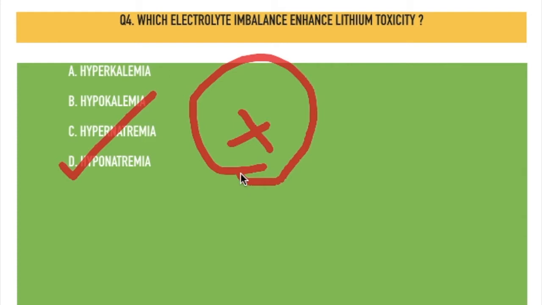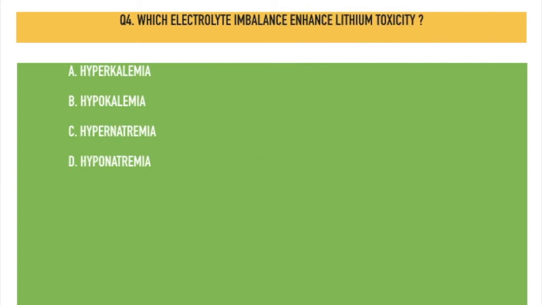So it will increase lithium toxicity. So if there is hyponatremia in the body, it will increase or enhance lithium toxicity. So hyponatremia increases lithium toxicity. That is the answer. Option D is the answer. And let's move on to the next question.